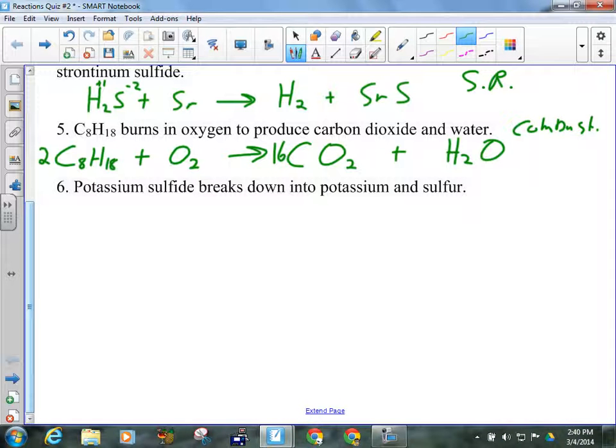Okay, 2 times 18 is 36. So 18 times 2 is 36. All right, now I've got to look at my oxygen. 16 times 2 is 32, plus 18 more is 50. 25 times 2 is 50. So now the reaction is balanced. If they have 2, 25, 16, 18 for their balancing numbers, they can have a mark.